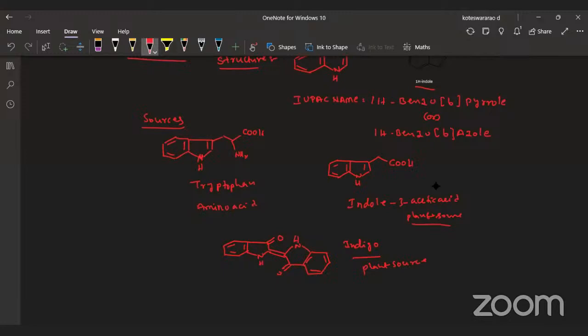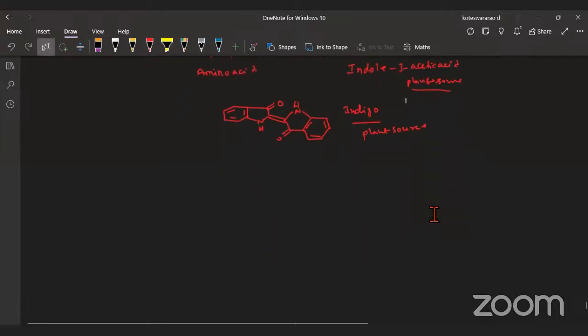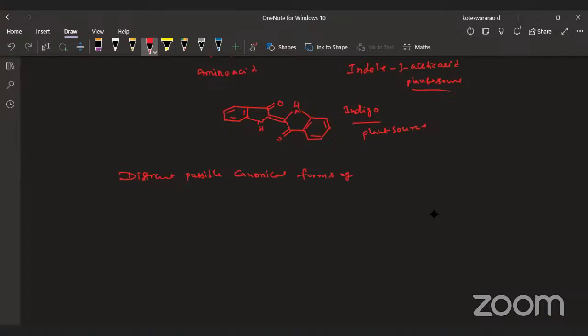Now coming to the resonance structures. What kind of resonance structures can it show? Different possible canonical forms of indole. First, you start with the indole, whatever seen earlier.